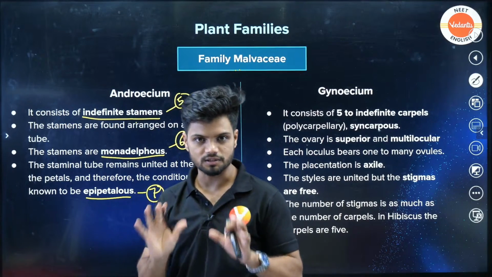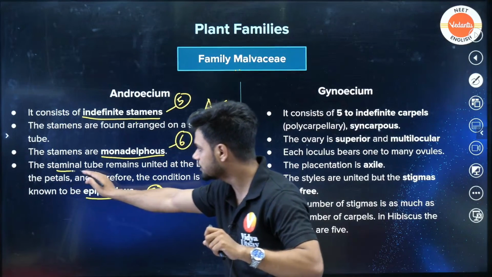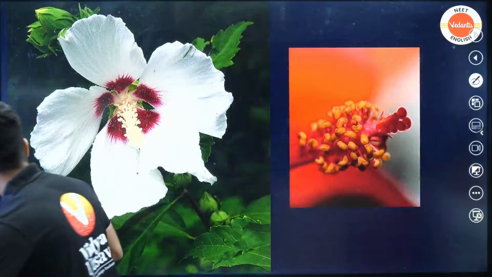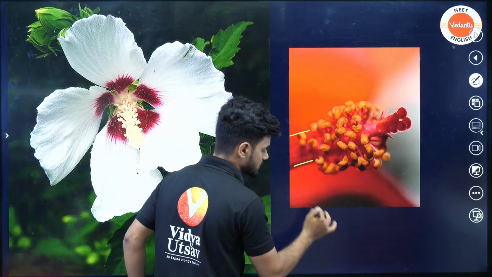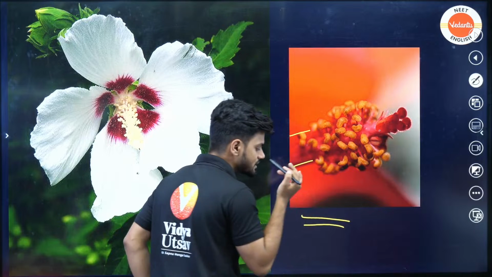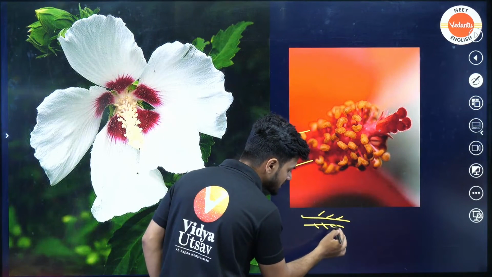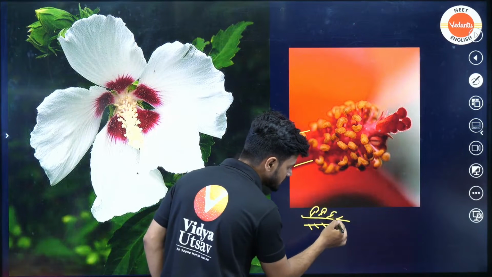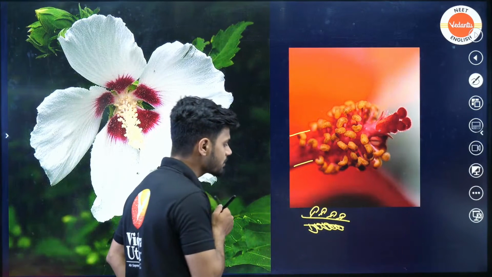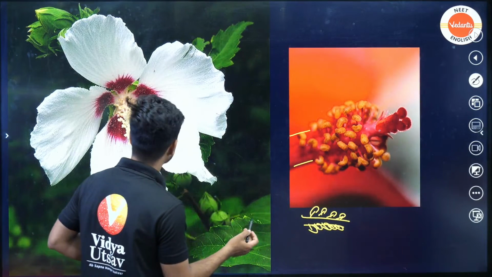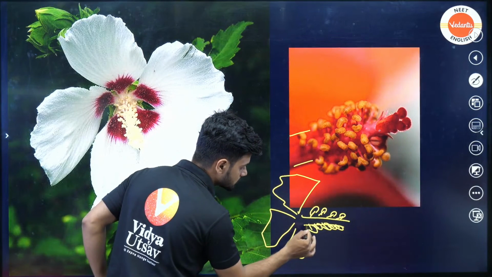Now what is the epipetalous condition? Let me tell you. Here we have something called the staminal tube. See, all of you have seen hibiscus, right? On this staminal tube we have many different stamens growing. This staminal tube, students, is directly attached to the petals.